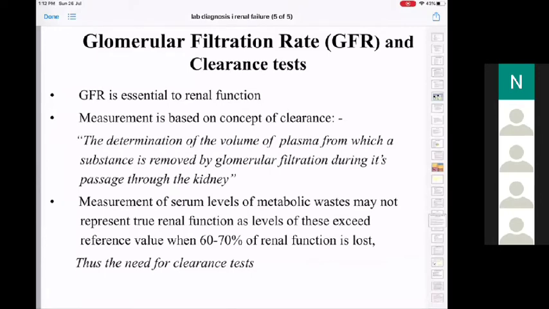Measurement is based on the concept of clearance. Measurement of serum level of metabolic waste may not represent true renal function, as the level of these exceeds the reference value only when 60 to 70% of renal function is lost. So the clearance test is important for GFR.